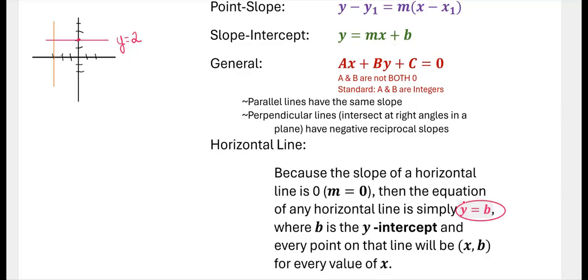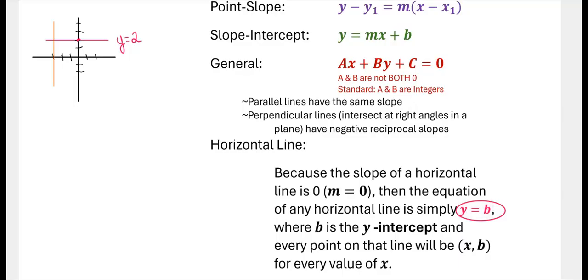I could have x is 2, y would be 2. X is 0, y is 2. X is negative 1, y is 2. Every point on this pink line, my y value is going to be 2, so that's the equation of the line, y equals 2.